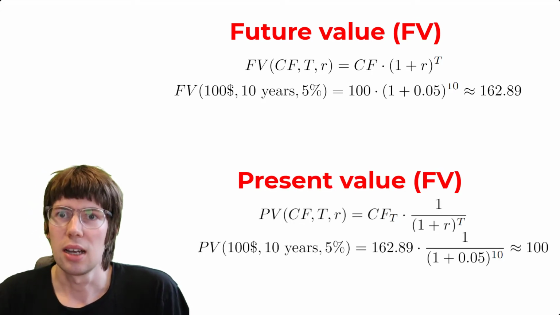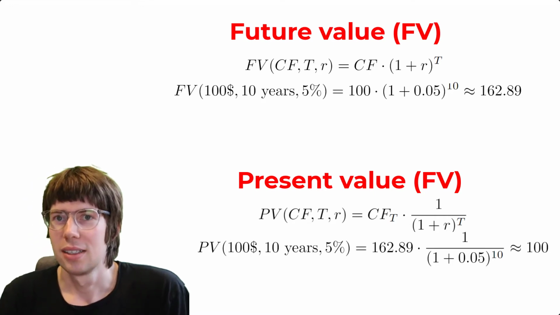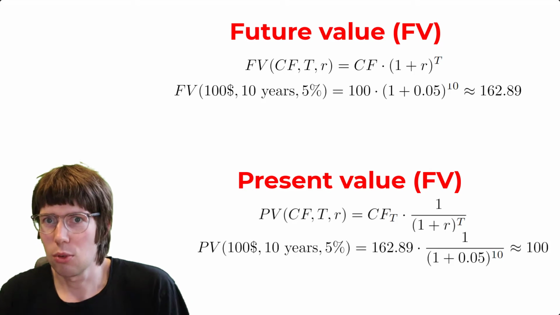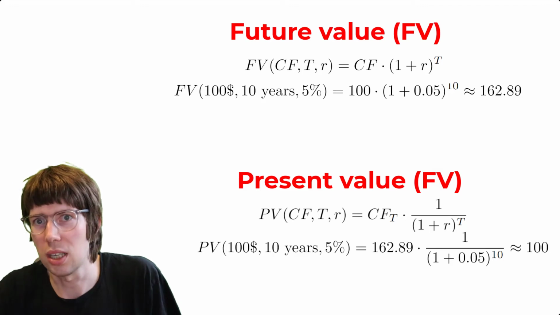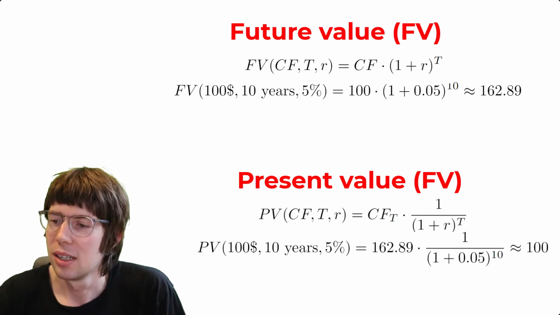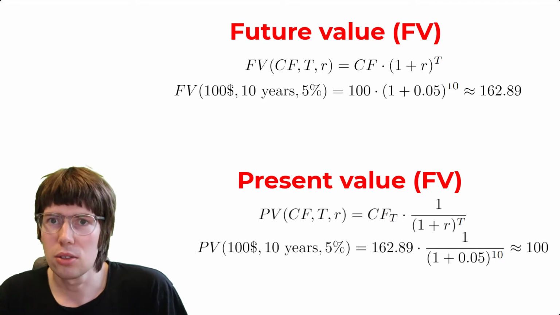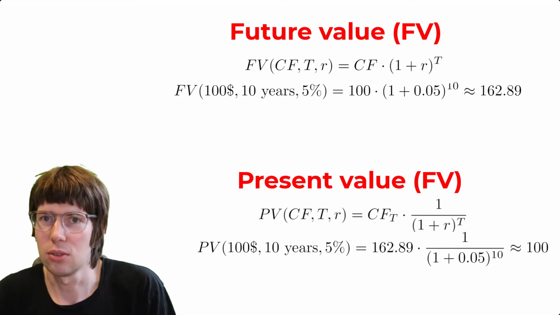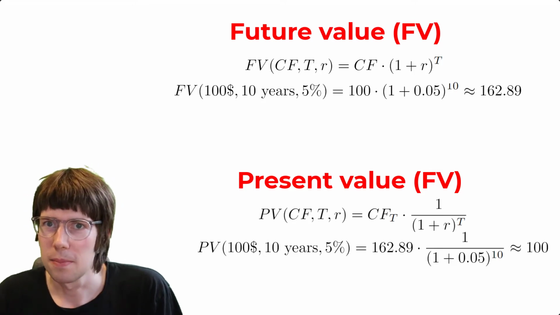So imagine that 10 years from now you're going to receive approximately $163. The interest rate is 5%. What would the value be today? What is the present value of some money received in the future? How much is that money worth today? So not about inflation, this is only about the earning potential. Well, to find that, you do exactly the opposite. It's going to be $163 multiplied by the fraction 1 over 1 plus 5% to the power of 10, which is going to be $100. So future value and present value are kind of opposite operations here.